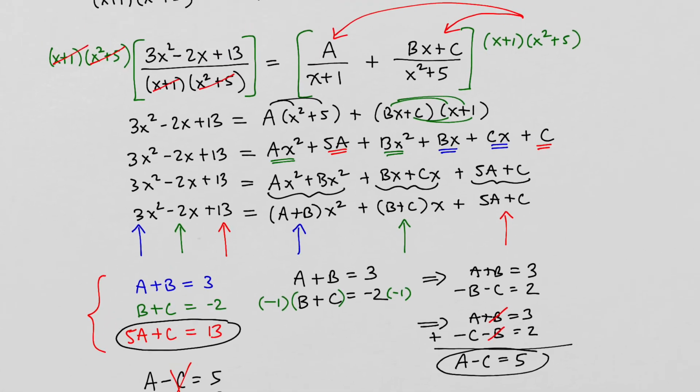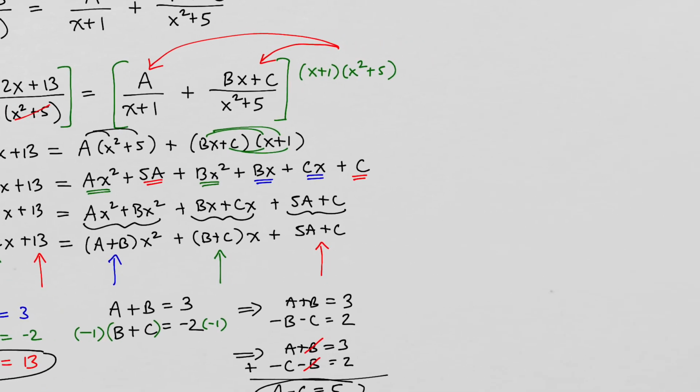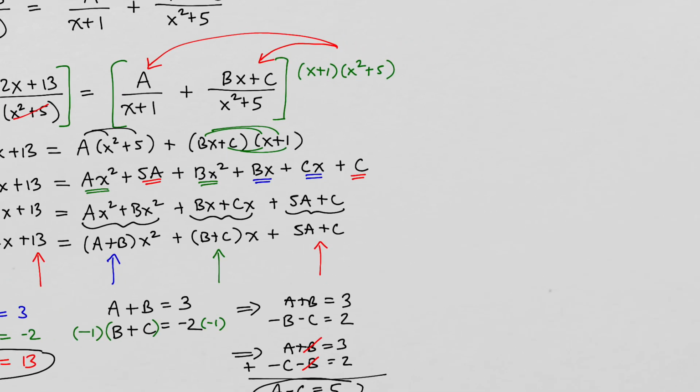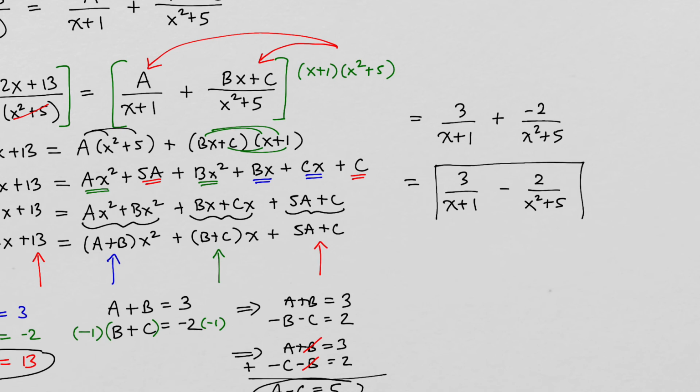And that means I can come back up here and plug those values in to get the partial fraction decomposition. So the final answer here: a is 3, so we're going to have 3 over x plus 1, plus b is 0, so this is 0, and c is negative 2. So what we have is negative 2 over x squared plus 5. And we can rewrite this finally as 3 over x plus 1 minus 2 over x squared plus 5. And that is the partial fraction decomposition.